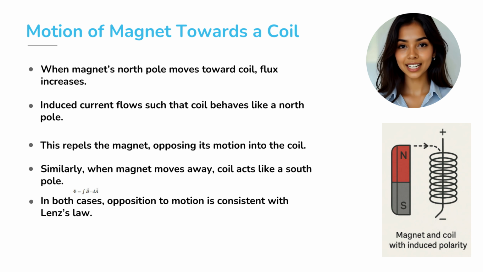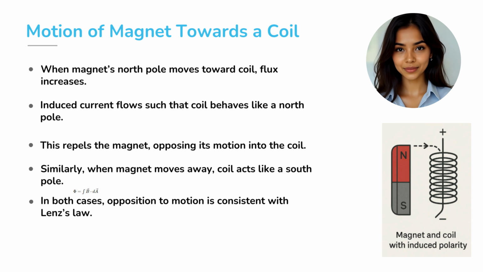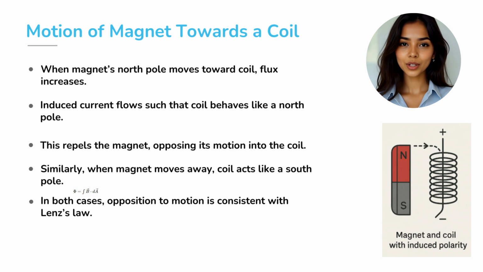Now let us connect this to an experiment. Suppose the north pole of a bar magnet moves toward a coil. In this case, the magnetic flux through the coil increases. How does the coil react? The coil produces a current such that the face of the coil behaves like a north pole. This north pole repels the approaching magnet.